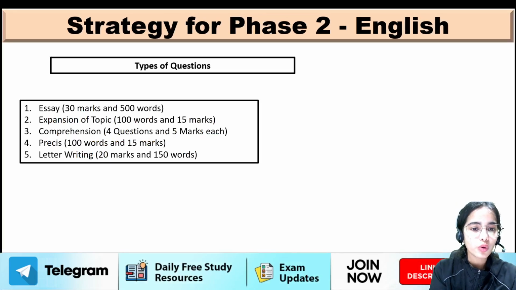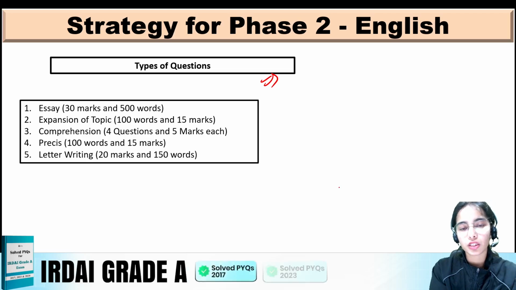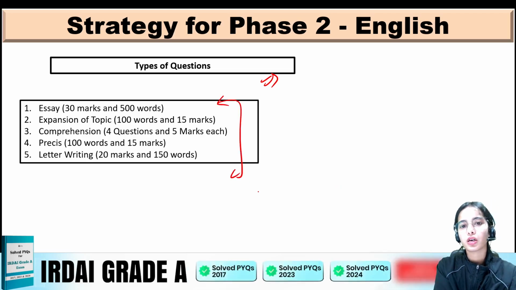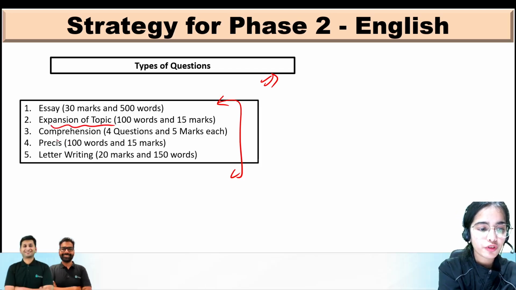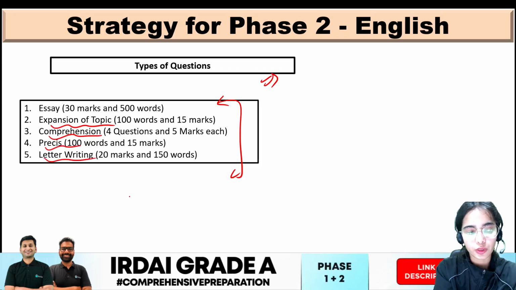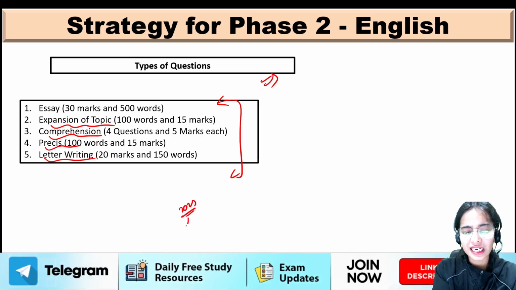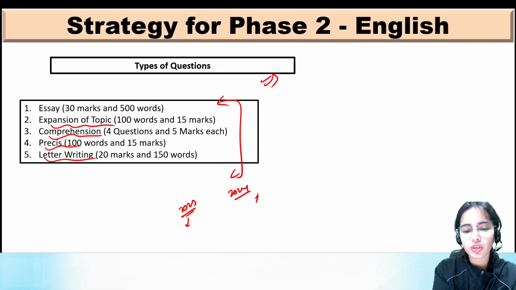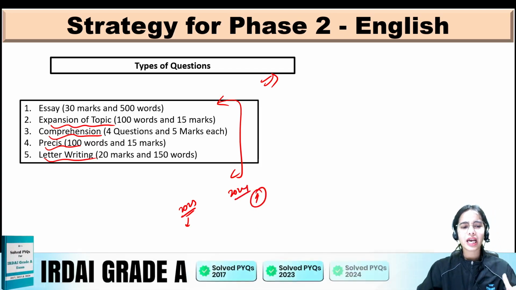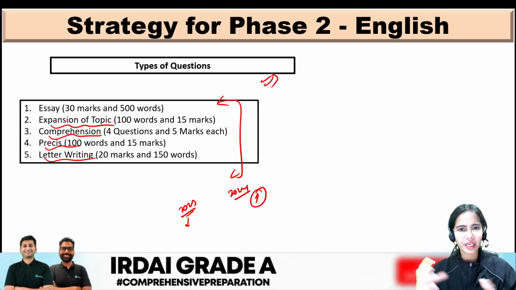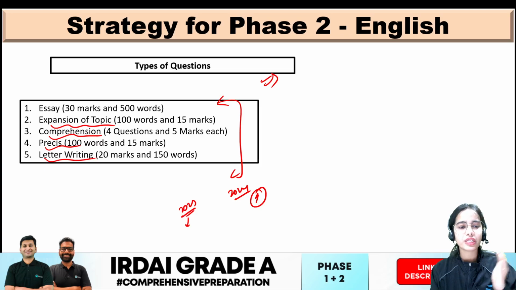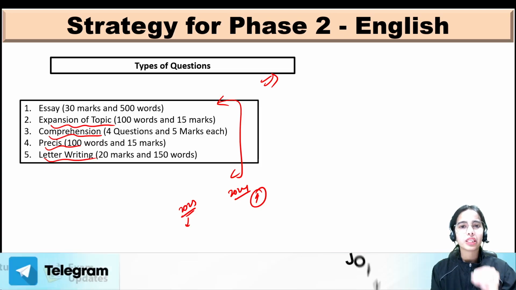Now, in the English descriptive, the questions that we have seen in previous years were the essay, expansion of topic, comprehension, précis, and letter writing. The word limit can be higher or lower. Like in 2023, there was a slightly lower word limit. In 2024, there was a slightly higher word limit. The word limit can be like 500 to 600 words or 100 to 150 words. The marks can also go up and down, but usually these are the types of questions that come in the English descriptive.